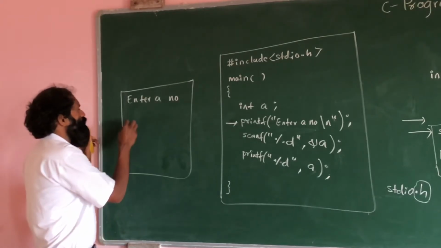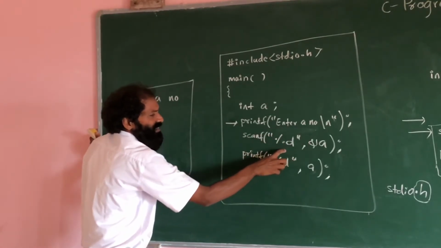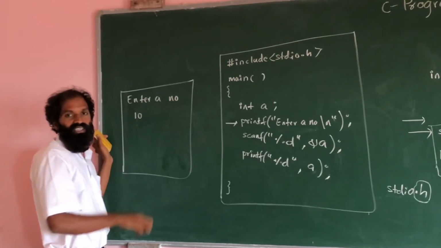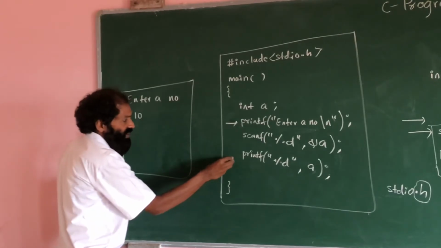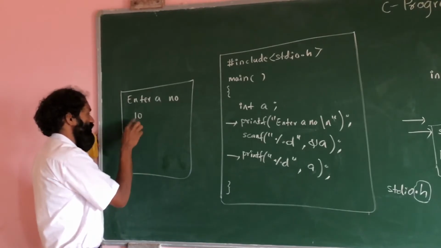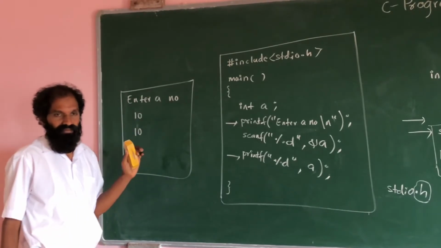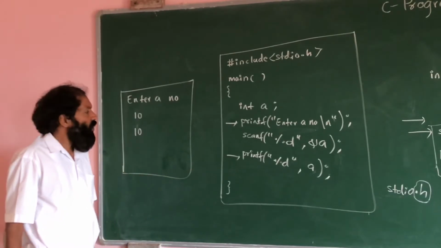Then you will enter some number. Enter a number, it asks, and you enter some number, 10. Now 10 is stored in the memory. So with this line, it will display on the screen, the output screen. It displays. Simple program. Okay.